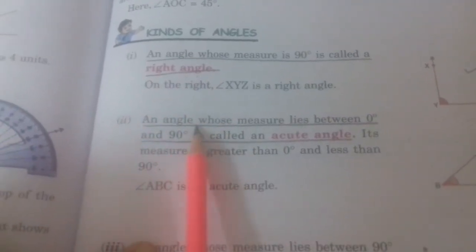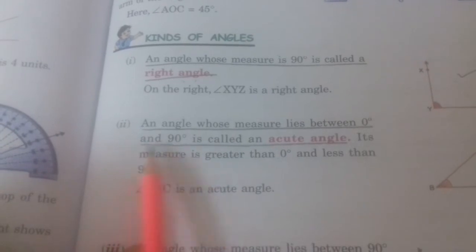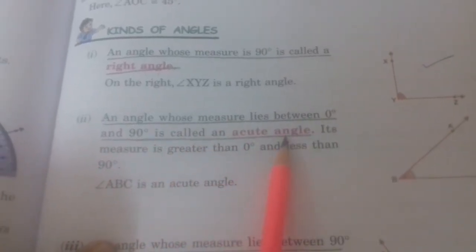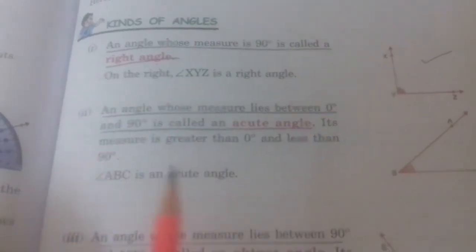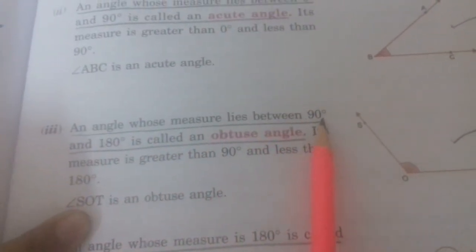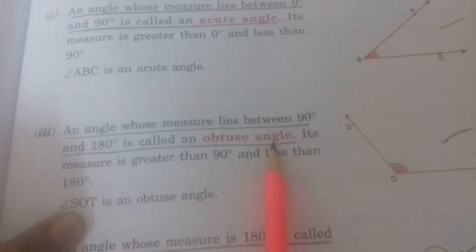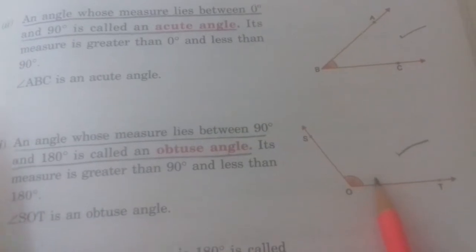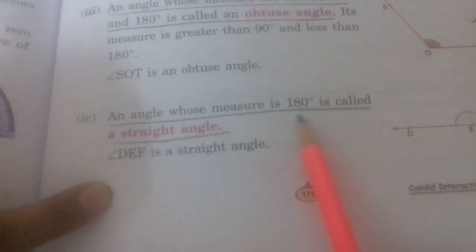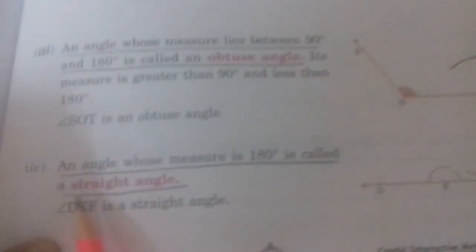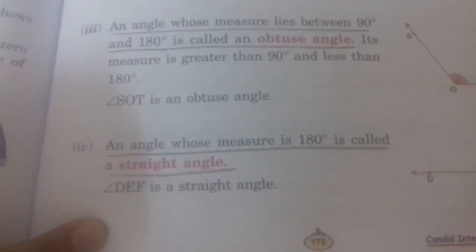Next angle, an angle whose measure lies between 0 and 90 is called an acute angle. Okay. Then with figure also you have to draw. Third part, an angle whose measure lies between 90 and 180 is called an obtuse angle, with figure. Then an angle whose measure is 180. You know what is 180? A straight line angle is called 180, or it is a straight angle. With figure you have to draw.